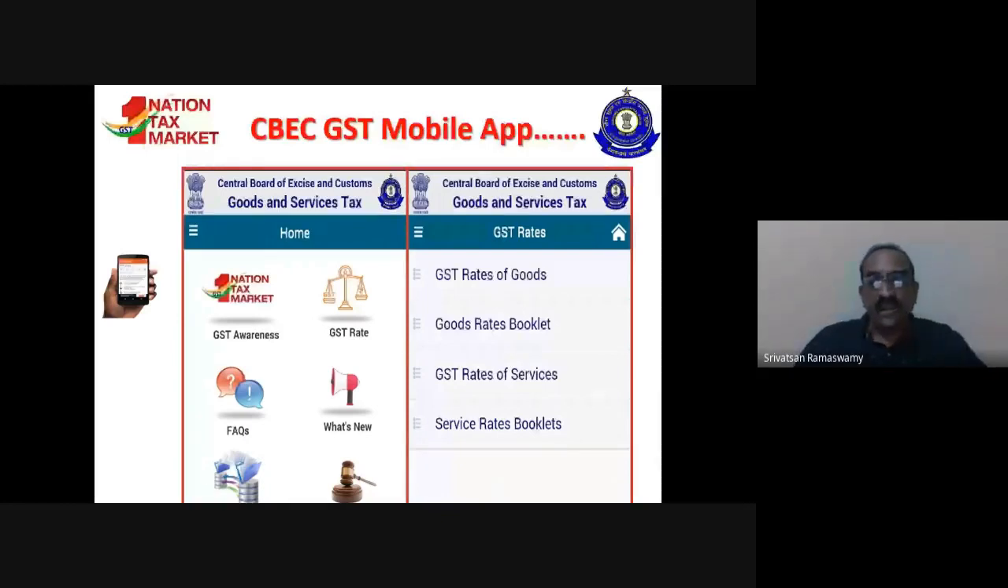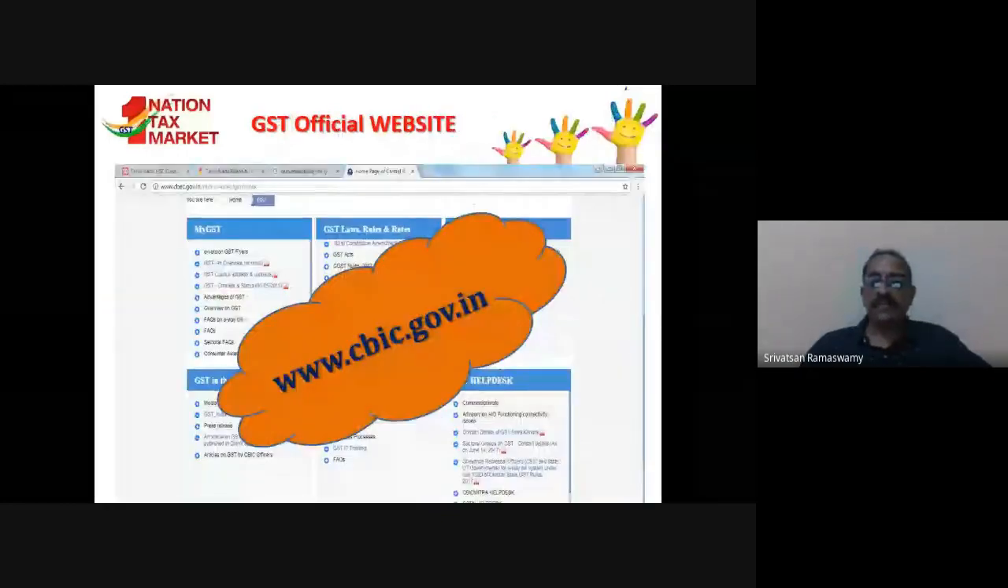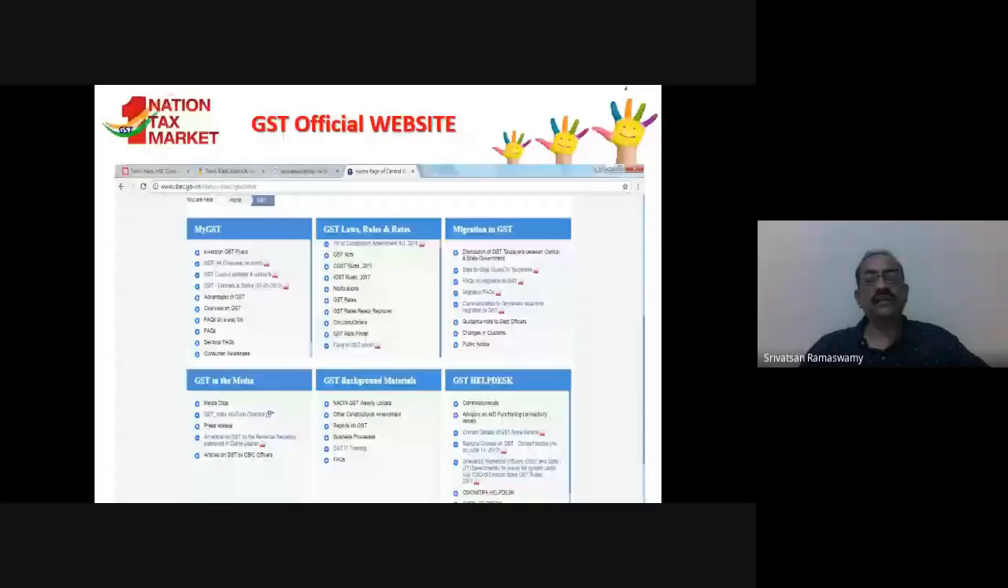And this is the official website of the GST department, cbic.gov.in, where you can have all the information. You have this thing called the GST tab here. You can go to this tab. You have a wealth of information about GST. You have all the notifications, all the acts, rules, and also circulars that are issued from time to time by CBIC with reference to GST.